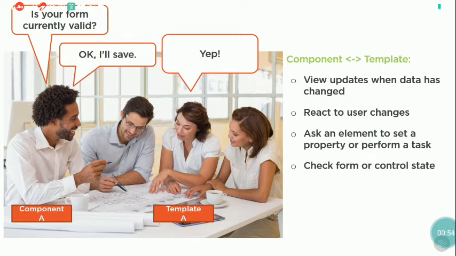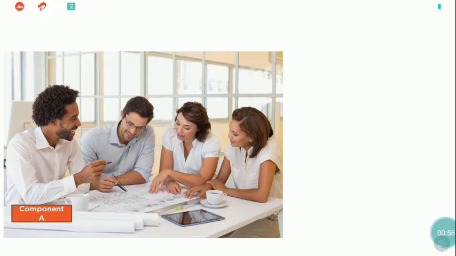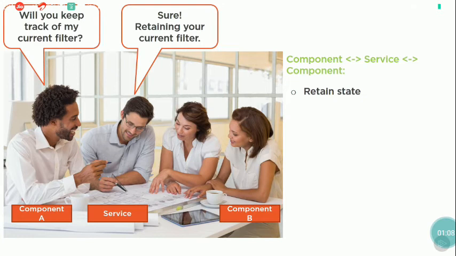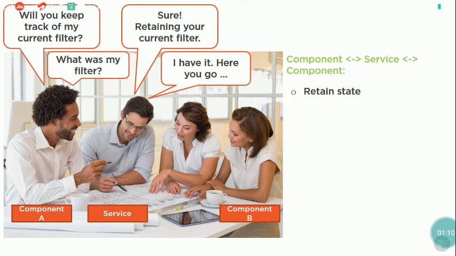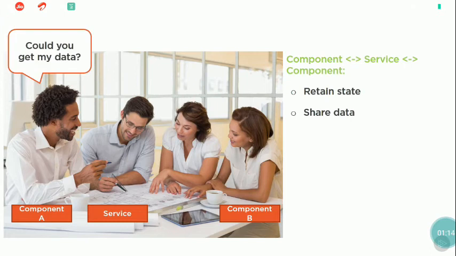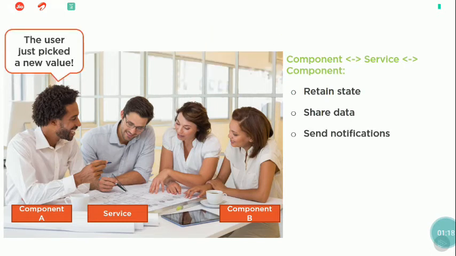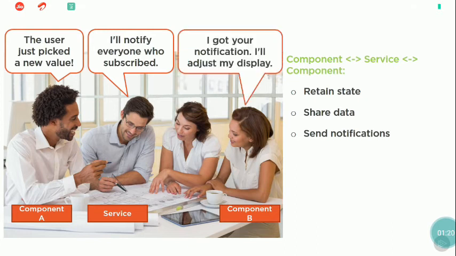In addition to communicating with its template, a component may need to communicate with itself or another component. One of the best ways to do that is to use a service as an intermediary. For example, a component needs to retain its state, such as its current filter value or the last user-selected sort order. The component wants to share data with other components. Or the component wishes to notify other components of an event or action that occurred.